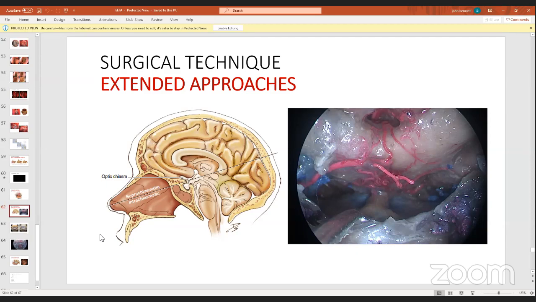On the MRI, you can see whether this angle is too narrow or wide enough, because this is where you will put all your instruments: suction, scissors, endoscope. Okay, next.